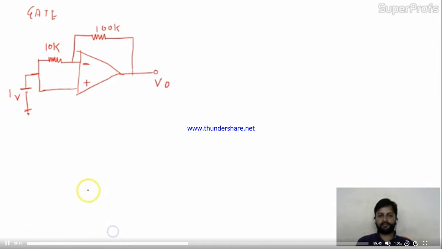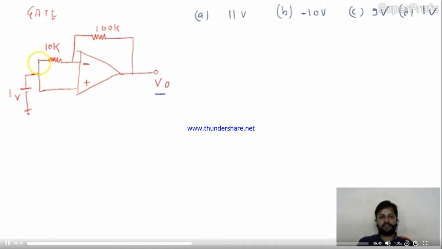Now the question, let me read it. The question says: the op-amp circuit shown in the figure, find out the output voltage V0. And options are also given: A equal to 11 volt, B equal to minus 10 volt, C equal to 9 volt, and D equal to 1 volt.